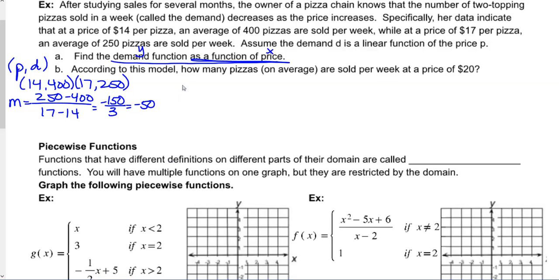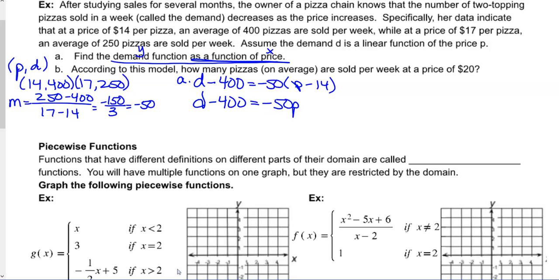To find that demand function, we want D equal to. So I'm going to use the D and the P. We're going to go D minus, and now choose some point. It doesn't matter which point you use. I'm just going to choose this first one: D minus 400 equals my slope, which is negative 50, times P minus the 14, which is our price. You could have used the other point and it would all work out in the wash; you're going to end up with the same thing.